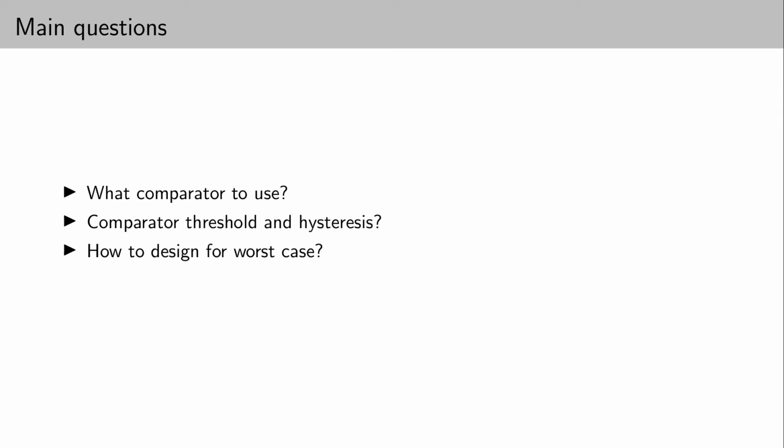So the questions are, what comparator do we use? How do we set the comparator threshold? How do we choose a threshold that guarantees that we get a high logic level when there's light and a low logic level when there's dark? Do we need hysteresis to deal with noise and switching? And how do we design things so that they work in the worst case of component choices?